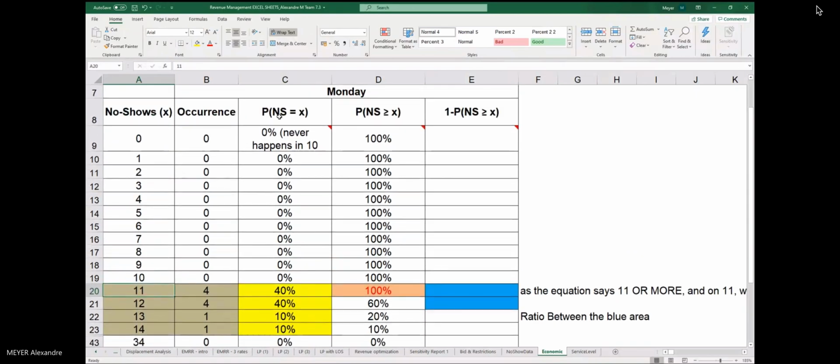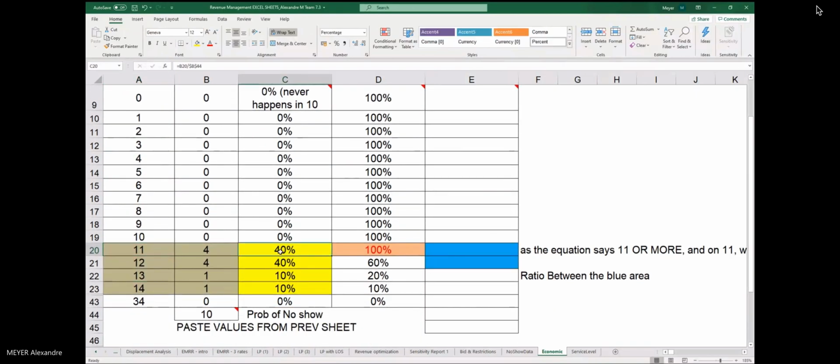Therefore, the probability of a no-show is 4 divided by 10. You can see it here. It's 4 divided by 10 is a probability. So if you were to forecast the amount of no-shows for the next Monday, well, you can say there's a 40% chance that there are going to be 11 no-shows.